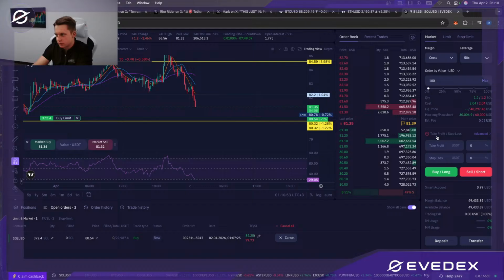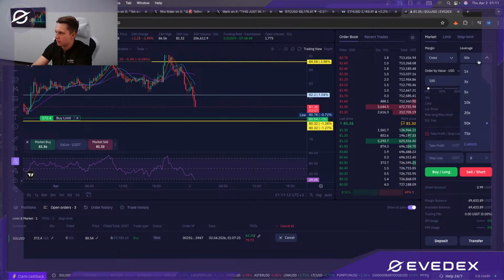But it's important to make sure you write down your take profit and put in your stop loss, so you don't trade and then lose all your account, which is obviously very, very bad, and that is not what you want to do.